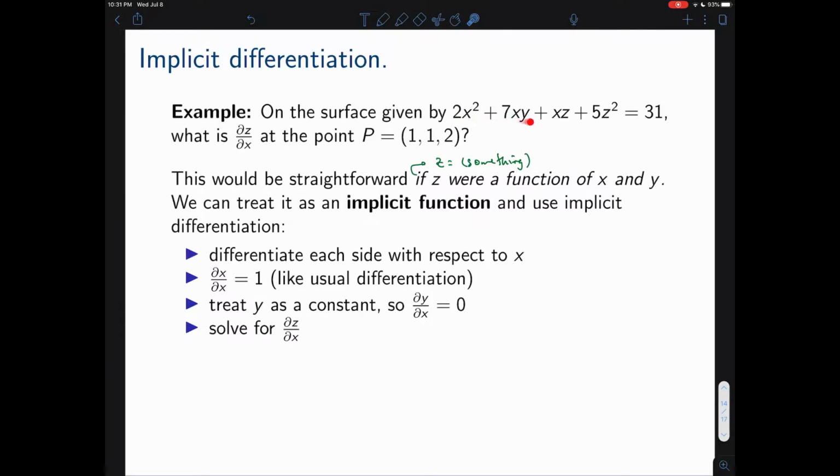So in this given equation, we'll differentiate both sides with respect to x. We're taking the partial derivative of each side. So for the first term, the partial derivative is 4x. For the next term with 7xy, we're treating x as the variable.